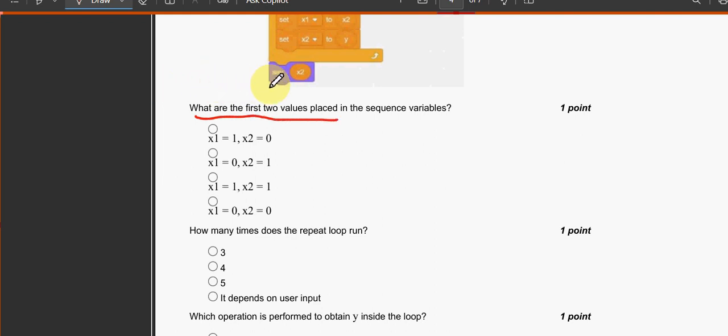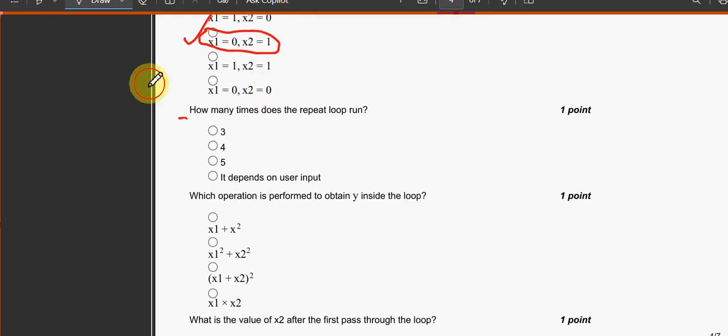What are the first two values placed in the sequence variables? So for the 13th question, mark the second option, x1 is 0 and x2 is 1. Next, how many times does the repeat loop run? So for the 14th question, it is the third option, 5.